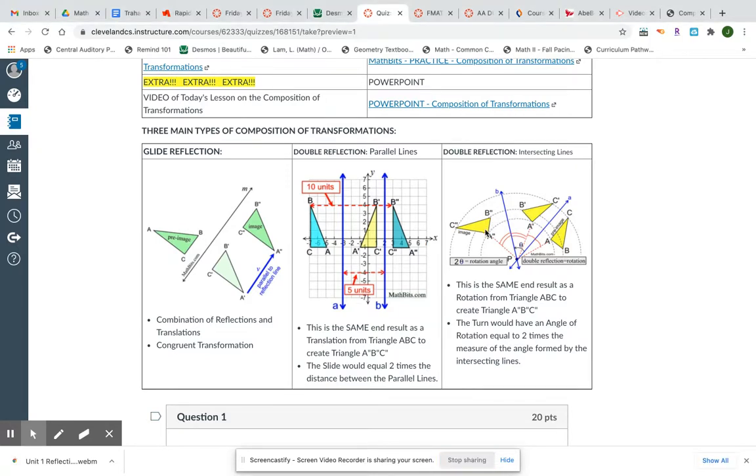Well, I could have achieved this end result by just rotating the original pre-image to the image, and that angle of rotation would equal 2 times the angle that's created. Here it's marked with a little theta. It's just a symbol to mark the angle measure. So if this was a 20-degree angle here, then the angle of rotation from this center of rotation, starting at each one of these vertices, vertex A, would be 40, 2 times whatever this intersecting line's angle is. And that's what it says right here.